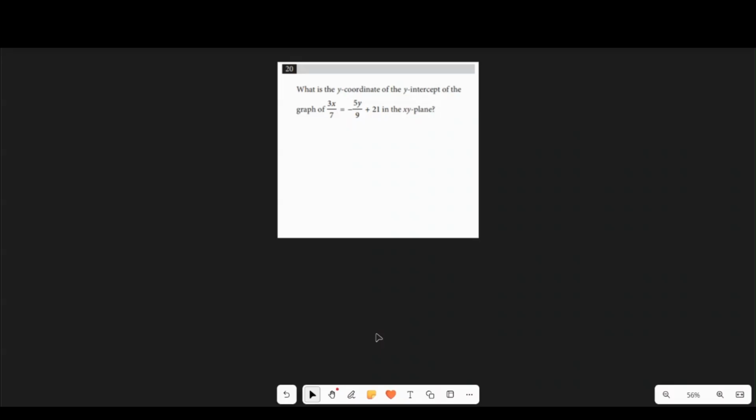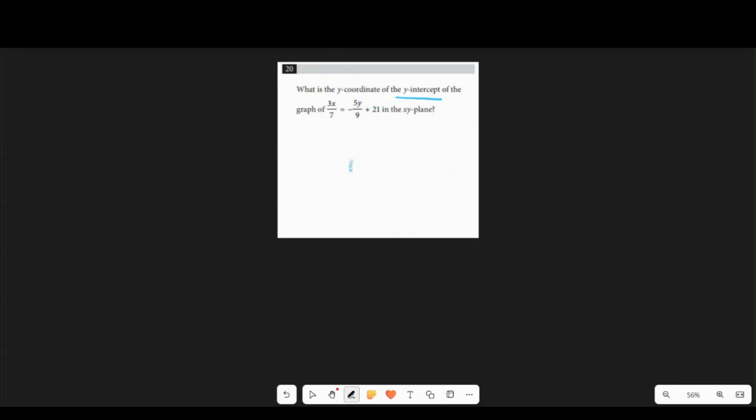This is from the official 2024 practice test 6, math module 1. What is the y-coordinate of the y-intercept of the graph 3x over 7 is equal to negative 5y over 9 plus 21 in the xy plane?